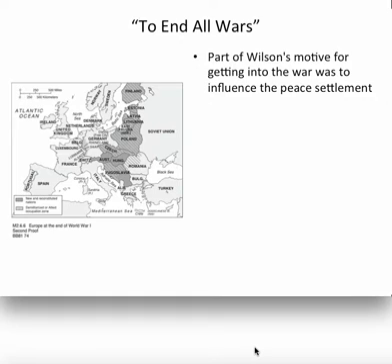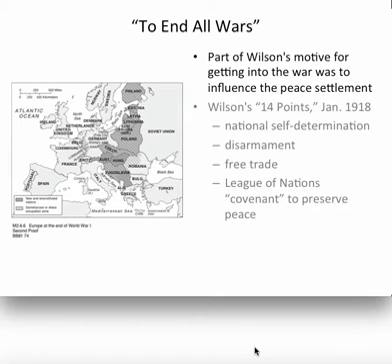But one of the reasons that Woodrow Wilson came around to wanting to participate in this war was his desire to be at the table when the peace talks happened after the war, because as we've discussed before, he was a very idealistic man. He believed God had chosen him for a mission, and part of that mission was to bring peace and democracy to the entire world. So he wanted to be a player at the peace talks.